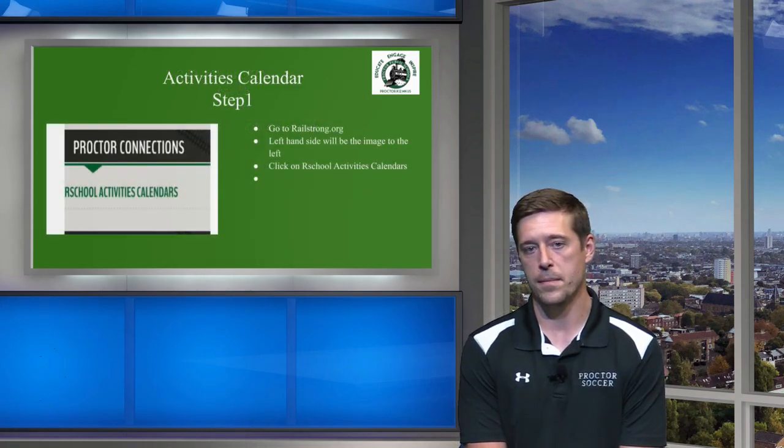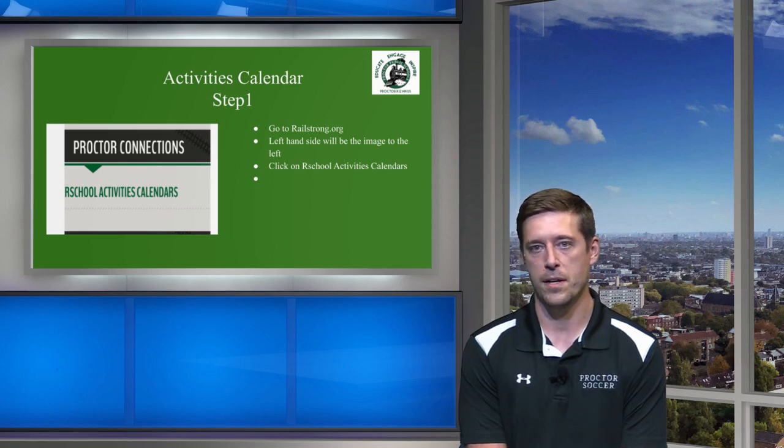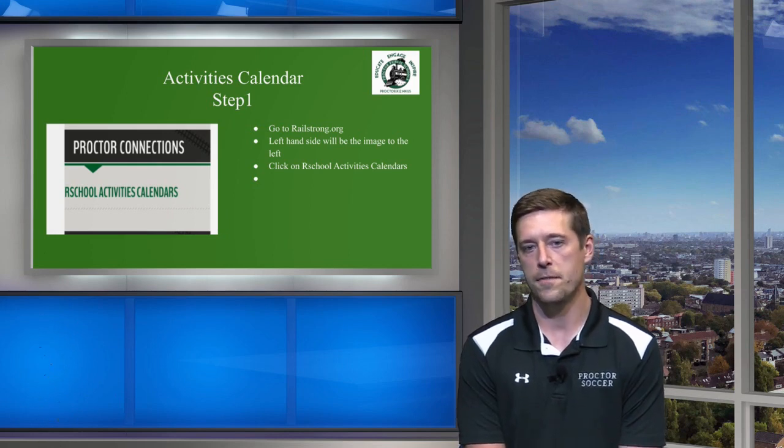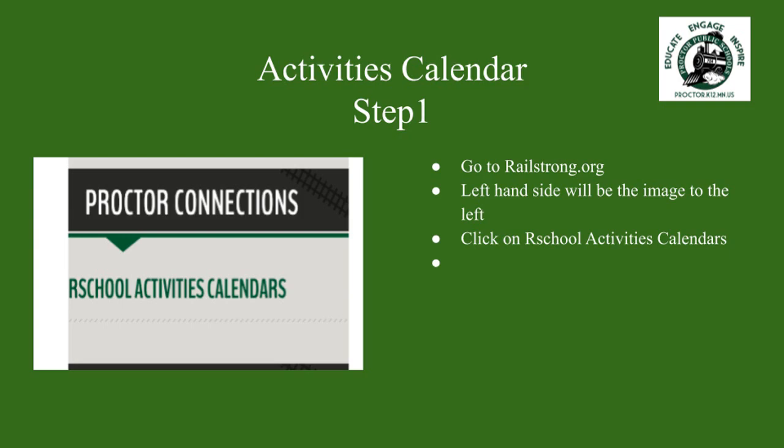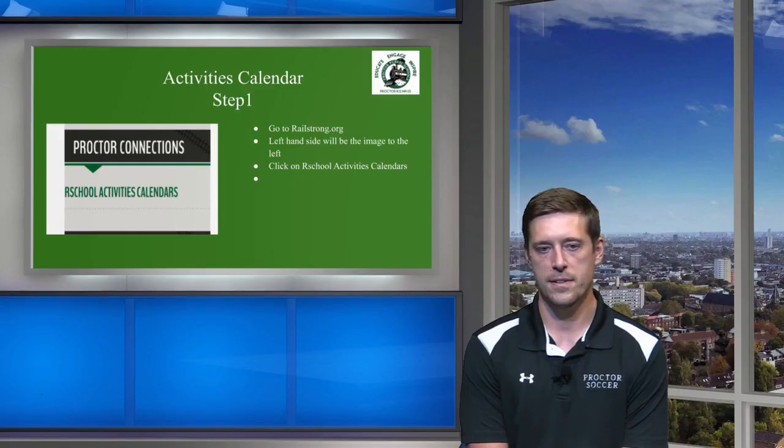Activities calendar. Many parents, grandparents, brothers and sisters may be looking, how can I find my activity schedule? First step is to go to railstrong.org. On the left-hand side, you'll see an image. It says Our School Activities Calendar, like the image shows. Please click Activities Calendar.